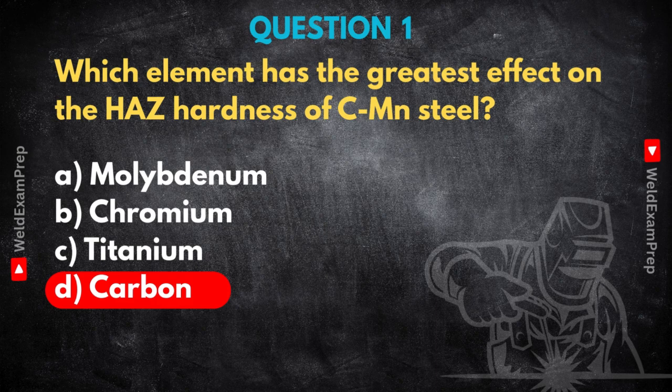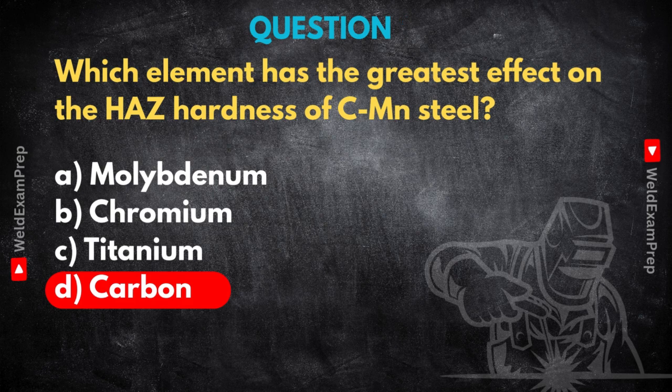The main point is carbon's effect is just so dominant in CM steels. Controlling it is key. The other elements listed, moly and chrome, matter more in higher alloy steels. Titanium does something else entirely, like refining grains. Right, that makes sense. The huge impact of carbon. Yeah. It really sets the stage for thinking about weld flaws.